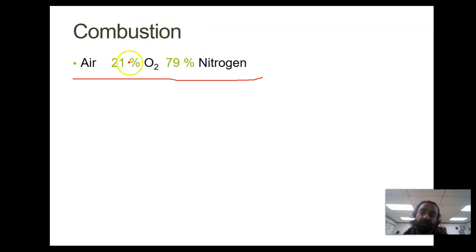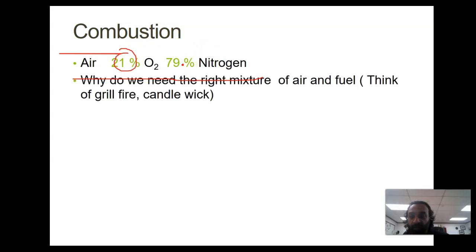So it's good to know it's 21% oxygen and 79% nitrogen. Why do we need the right mixture of air and fuel? Again, I'm trying to get you to think about the byproducts. When you make a fire, you're looking for light or heat. You're not looking for the soot, right? This is the byproduct that you don't want.